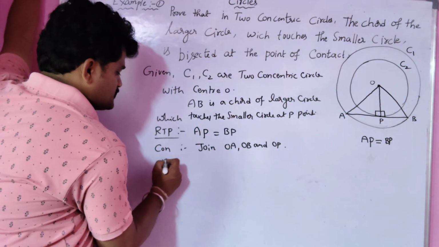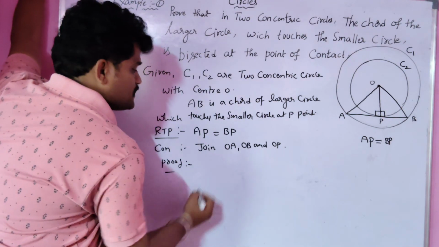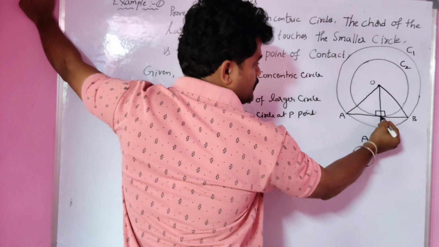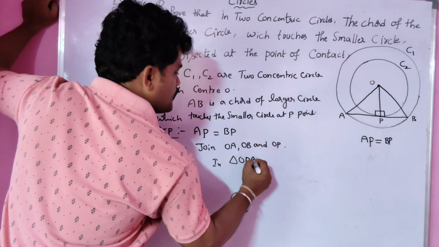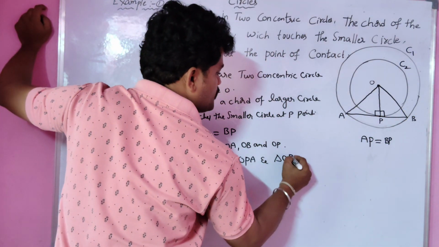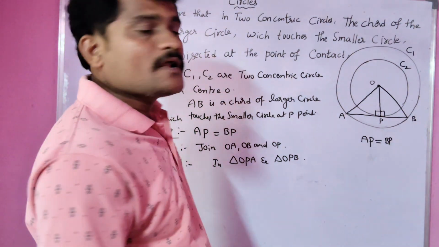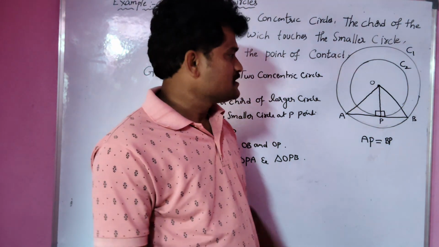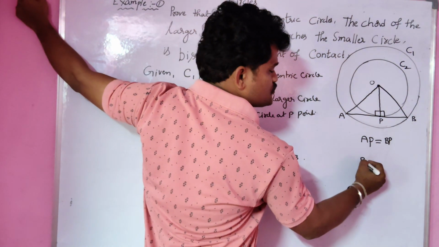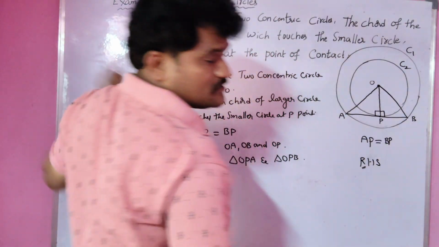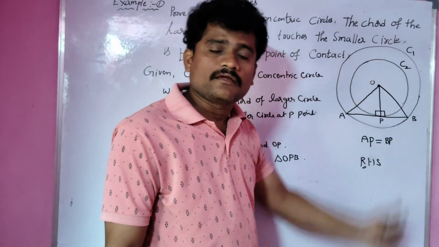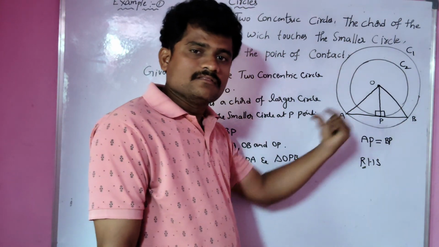So I'll start by considering the triangles. Proof. What are the triangles we have? In triangle OPA, one triangle is OPA, and the other triangle is OPB. I prove these two triangles congruent by using the RHS rule, because they are right angle triangles. RHS rule: what does R stand for? R stands for right angle. We can see this is a right angle in this triangle, and in that triangle also we have a right angle, and the right angles are equal in the two triangles.